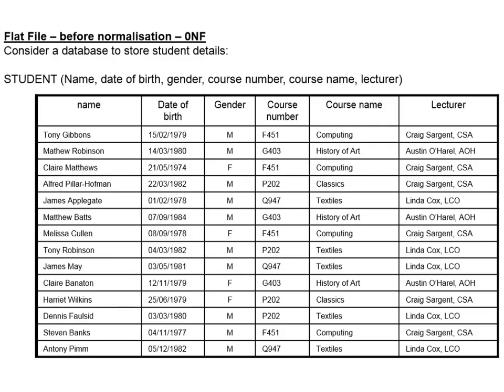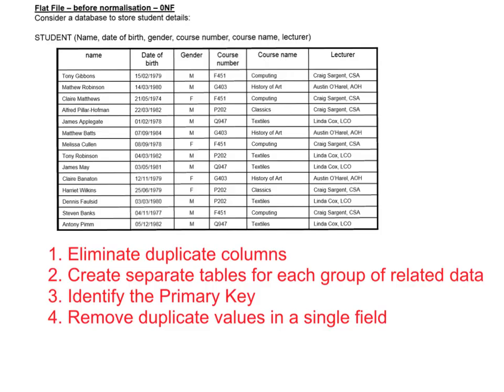Let's start by looking at this table of students. This table is not normalised at all. We can think of it as being in zero normal form. To get this table into first normal form, we must eliminate any duplicate columns from the table, create separate tables for each group of related data, identify a column or a combination of columns that will uniquely identify each record in the table, therefore choose a primary key, and remove multiple values in any single field.